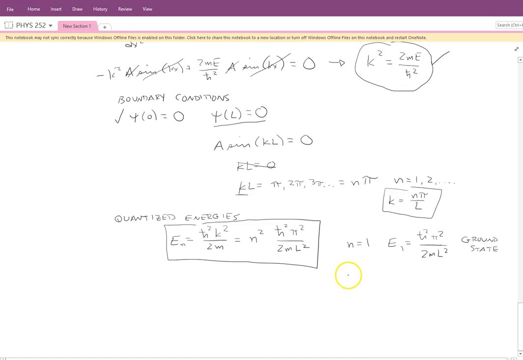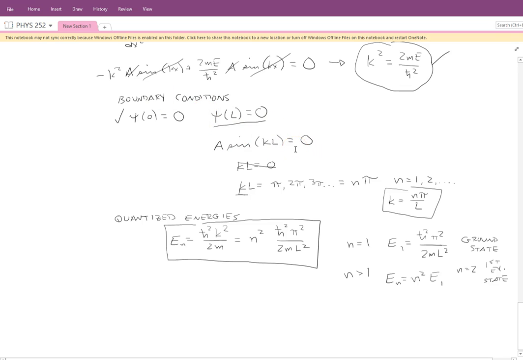Then we could have, for n's that are greater than 1, E sub n is just going to be n squared times the ground state energy. So n equal 2, we could think of that as the first excited state, right? N equal 3 would be the second excited state, etc., etc. And see, mathematically it comes about because of the boundary conditions.